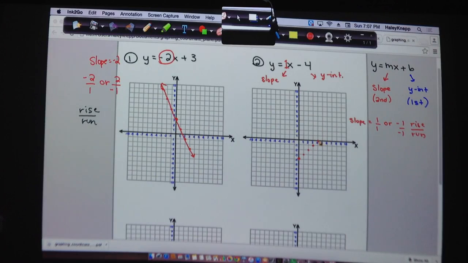Now, I can keep going, but if I want to go down into the third quadrant, I will have to graph my slope -1 over -1, which still has a slope of 1. So I'll go rise down 1, run to the left, which is negative. I'd like you to use a ruler at home. Now I have graphed the equation y equals x minus 4.